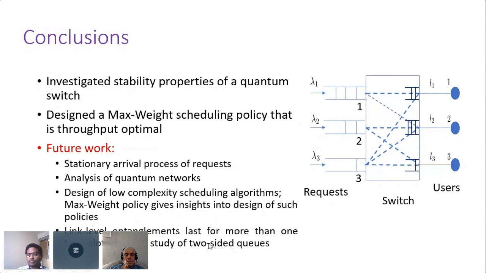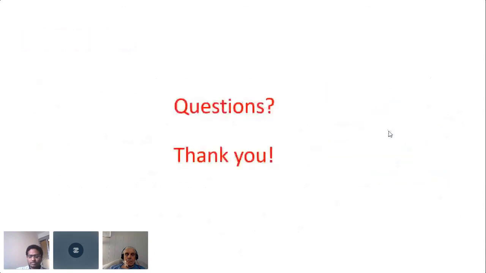In this case, we will need to analyze two-sided queues, where one set of queues stores requests and another set of queues stores primary entanglements. How do we make scheduling decisions cleverly to stabilize the switch? And in that case, how do we characterize capacity? This concludes my talk. Thank you for listening. I'm happy to answer any questions that you have.